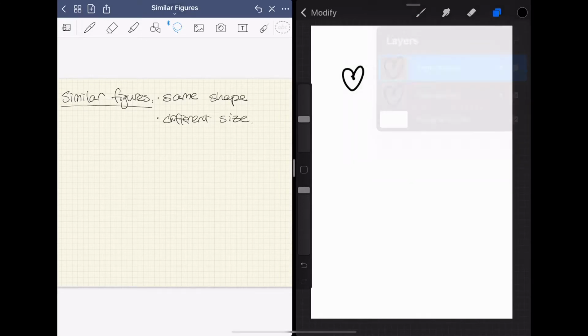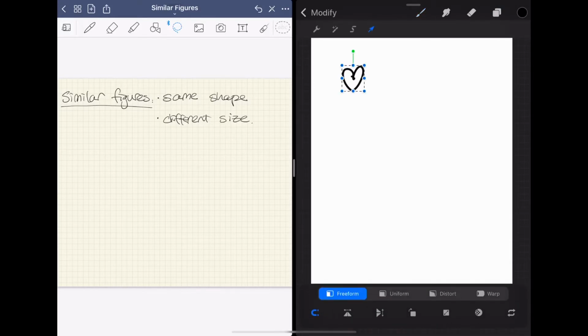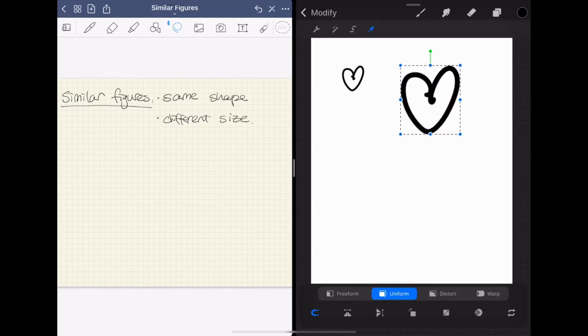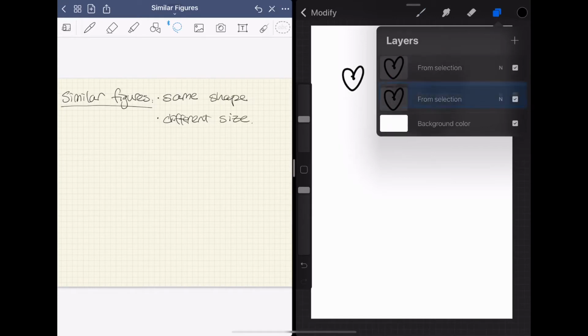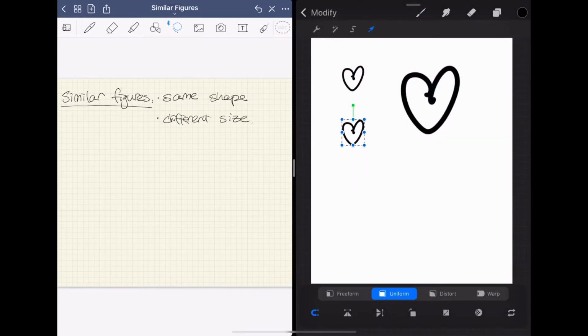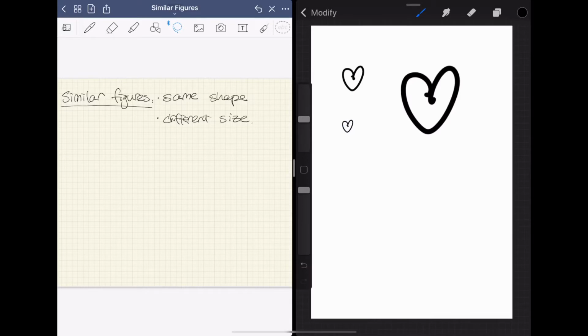So if I enlarge it uniformly, or if I make it smaller uniformly, then these three shapes are similar to each other, right? Because they are of the same shape, but they are different sizes.